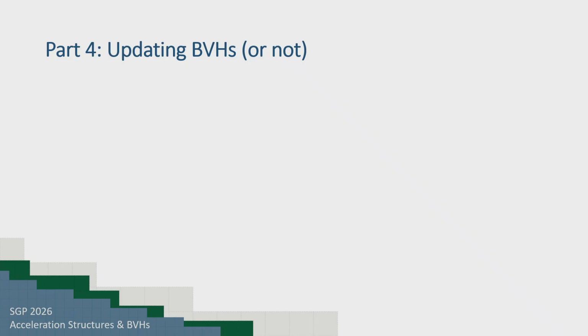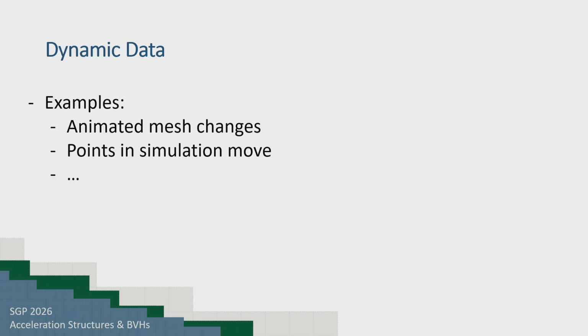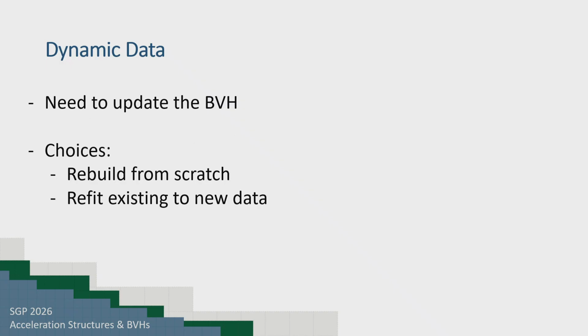Finally, a little bit more about updating BVHs. So far, we've just talked about generating these things. Often we will have dynamic data. That's really the interesting case. Like you have animated meshes. If you have a simulation, things will move around, etc. Whenever things change, you need to update your BVH to match your changes if you want to do queries against it. So you have two choices: rebuild from scratch, the way we've discussed, or refit things to match this new data.